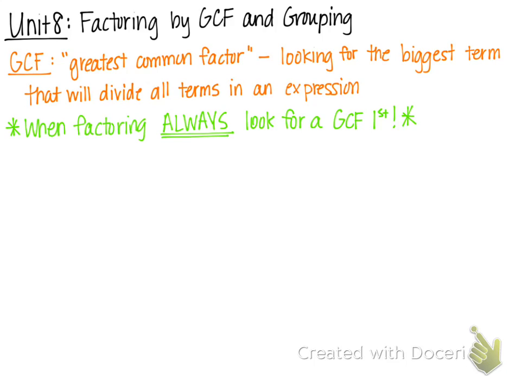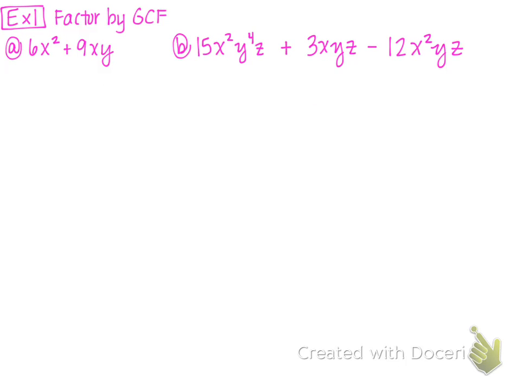So GCF, also known as the greatest common factor, that's what GCF stands for, means that we're looking for the biggest term that will divide all the terms in an expression. And when you're factoring, you always want to look to see if there's a GCF first. So let's do some examples with factoring by GCF. Example 1 says factor by GCF.